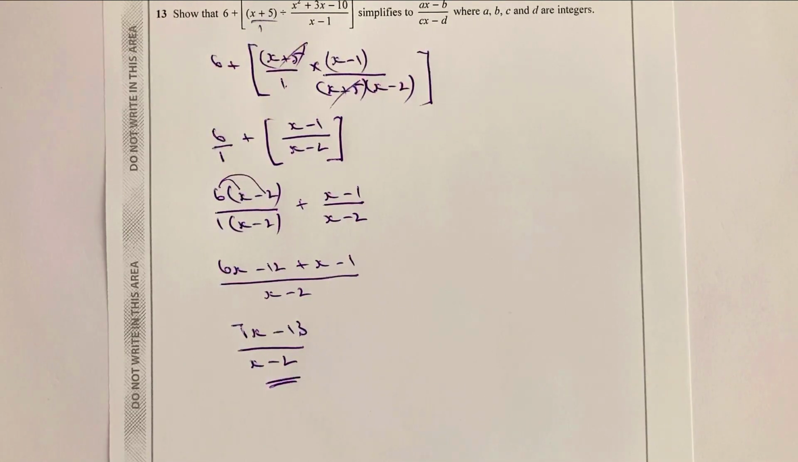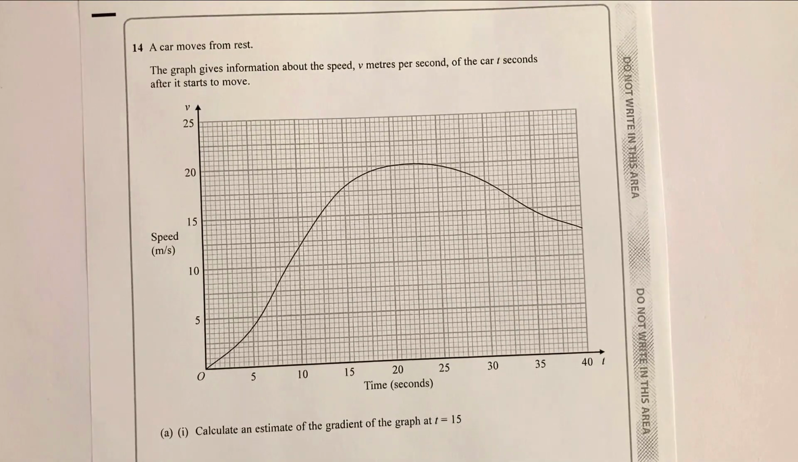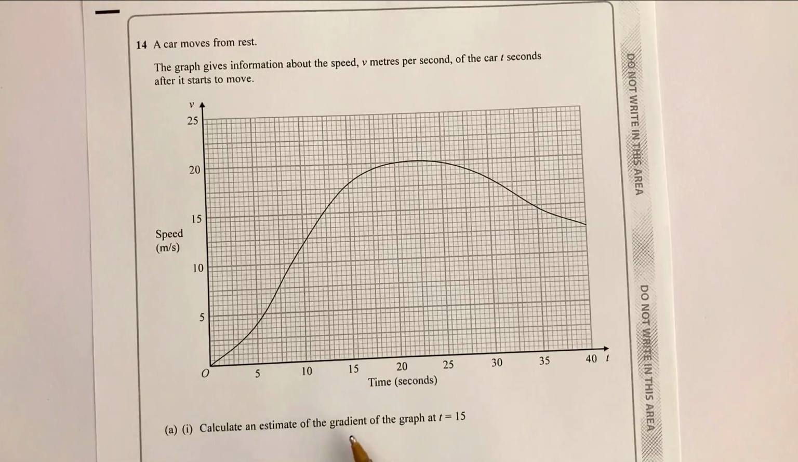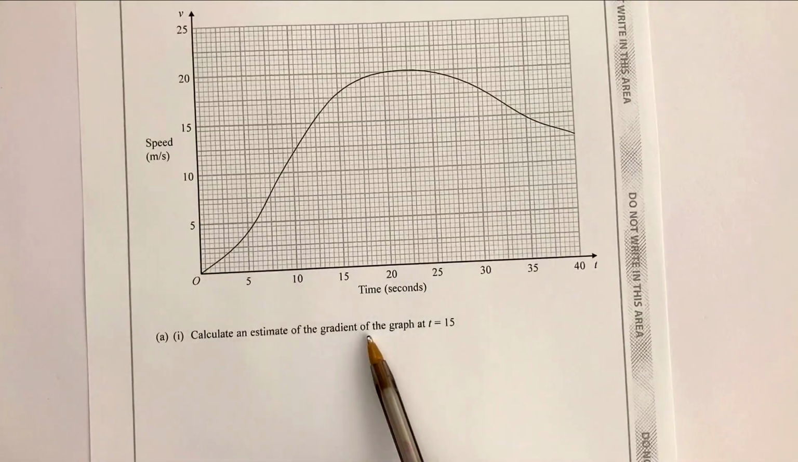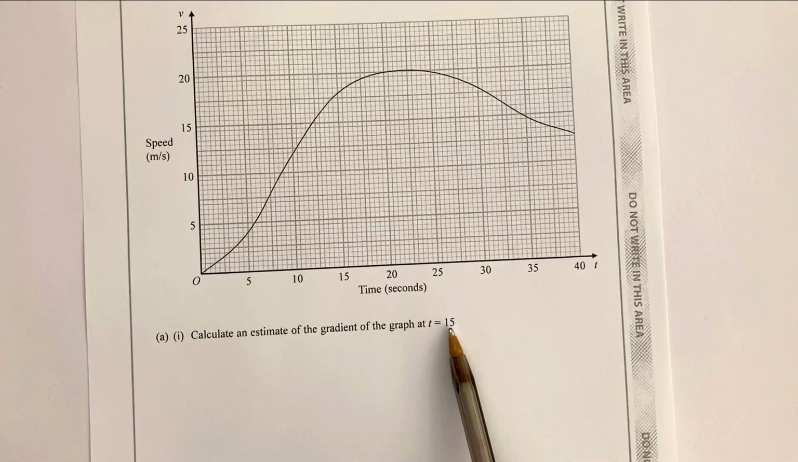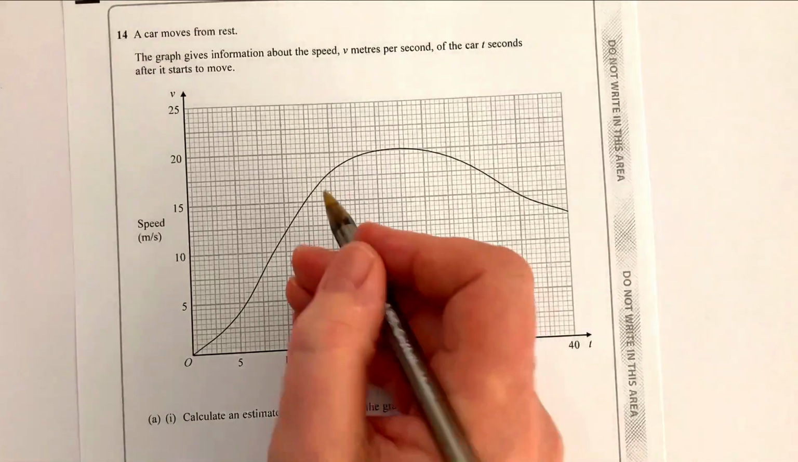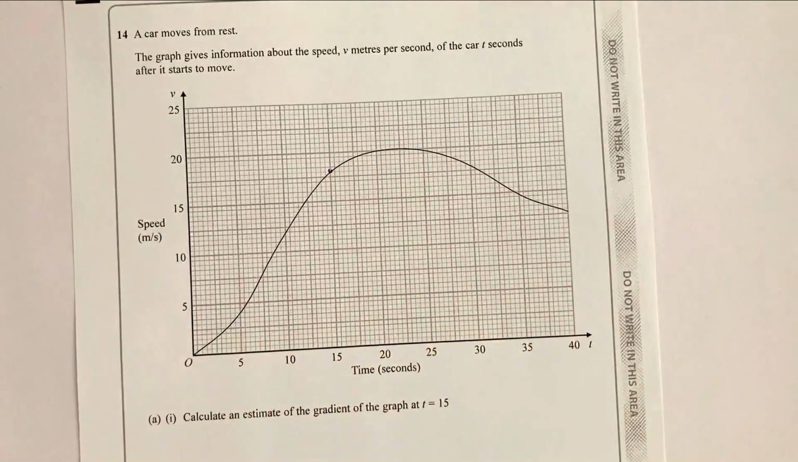Let's move on then to question number 14, which is a car journey. So it's a car that moves from rest and its speed and its time has been plotted. Okay, so then it says calculate an estimate for the gradient of the graph at t equals 15. So in other words, what we're saying is when the time is equal to 15, which is going to be here. Okay, now the gradient is the difference in y divided by the difference in x. So if you like, y2 minus y1 divided by x2 minus x1.